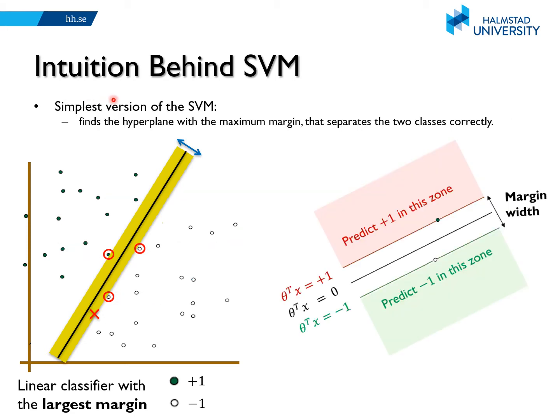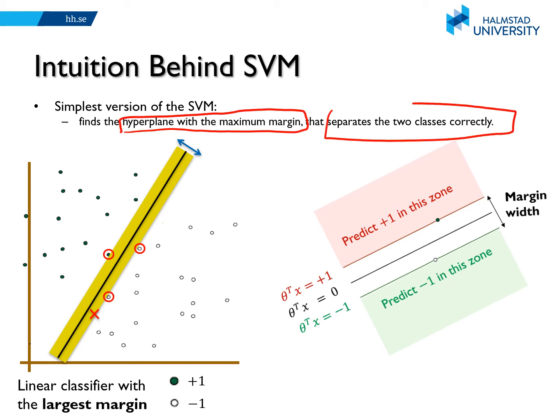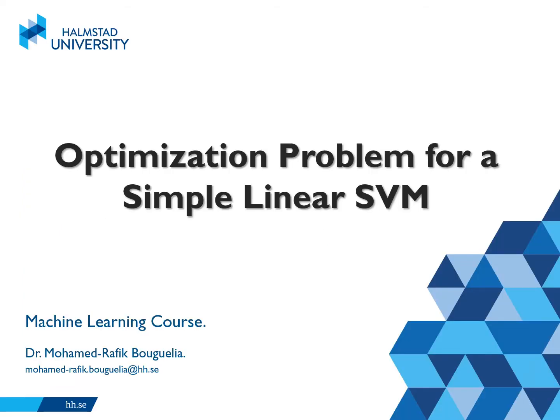And in the simplest version of SVM, we want to find the hyperplane or the linear classifier which has the maximum possible margin. And this classifier should correctly classify all the training examples. So when training, we have two objectives, maximizing the margin and correctly classifying our training examples. Now let's see how to define the optimization problem for this simple linear SVM.